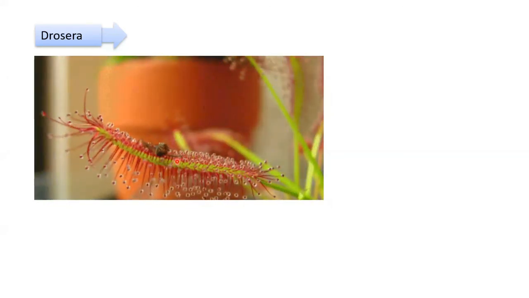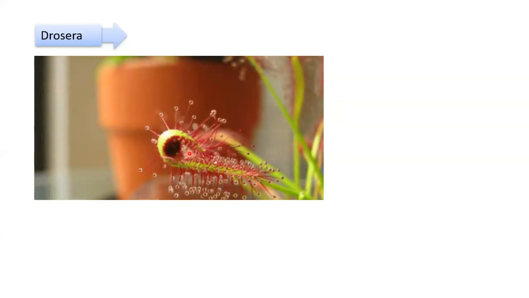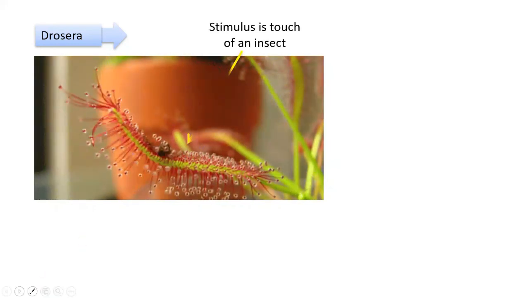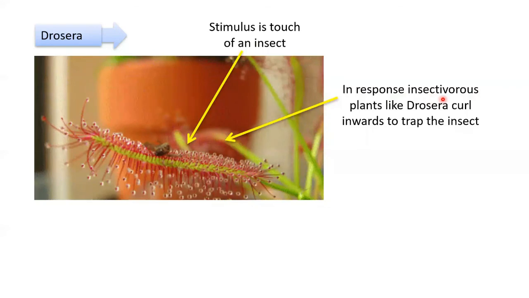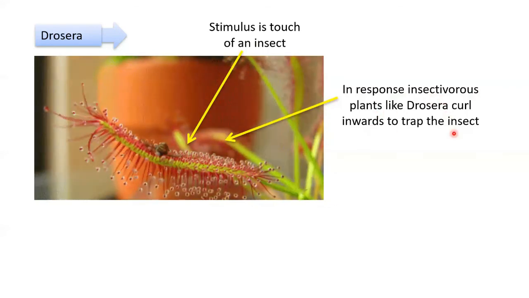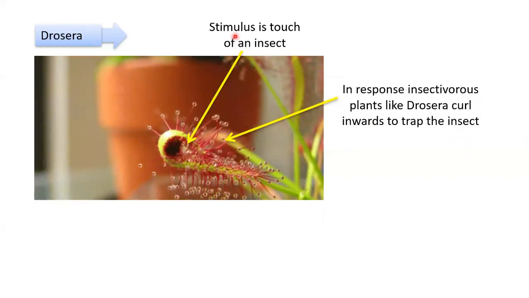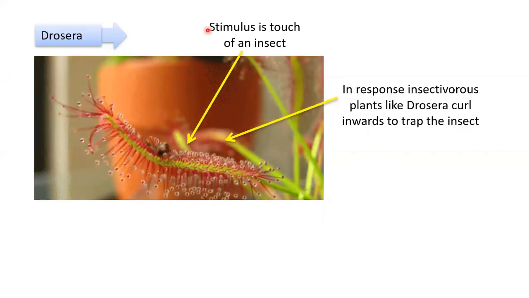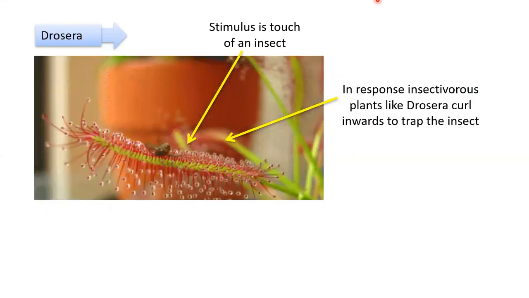So this is also a growth independent movement which is taking place by change in the level of water concentration in the cells, which leads to shrinking or swelling of cells. So the stimulus in this case is what? It is the insect, and the response is what? In response, the insectivorous plant like Drosera curls inward to trap the insect, right? So whenever we see some movement in a plant, we'll always have some stimulus and we'll also always have some response. So stimulus and response, they both are brought about by growth independent movement.